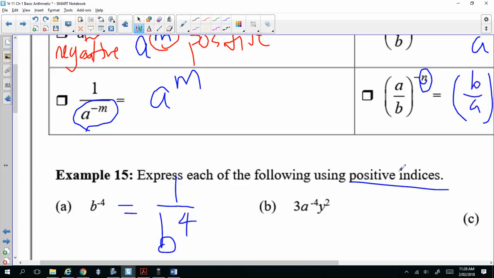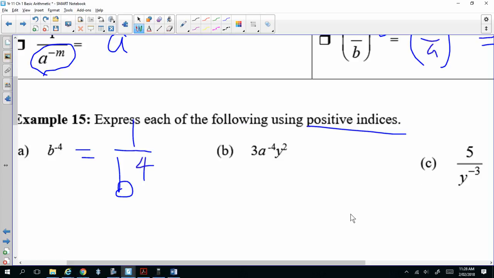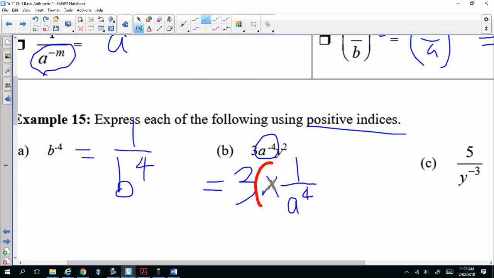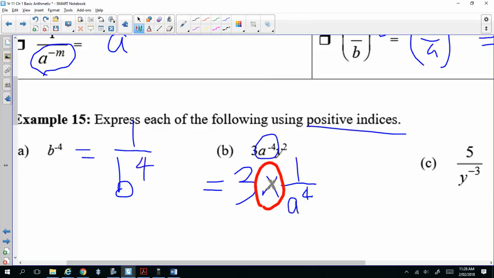What if it gets a little bit more complicated? Well, you just write 3, but this one becomes 1 over a to the power 4. Notice that I used a times symbol to separate the 3 from the a's. And be very careful, only the a goes down, the 3 doesn't get dragged down because of the a. It stays on the top. And y squared stays on the top as well.